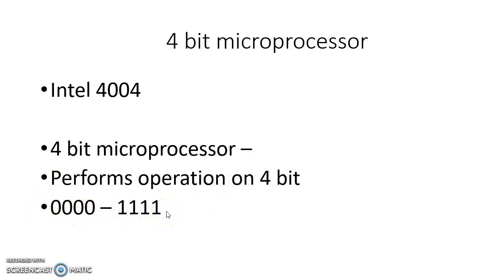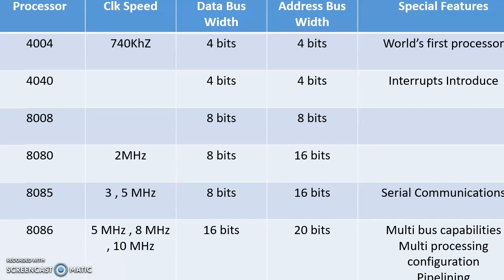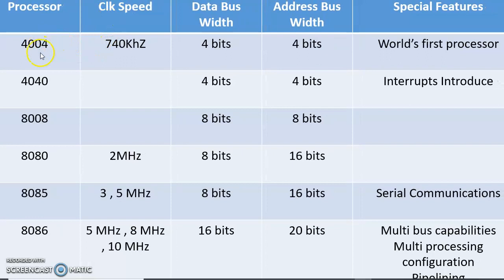Then later on, if you see the evolution of processor from the beginning, you can see the first column processor, then clock speed, then data bus width, then address bus width, and special features. Initially the 4004 was developed first. This processor has a clock frequency of 740 kilohertz, 740 into 10 to the power 3 hertz. It means that much clock frequency signal was generated.